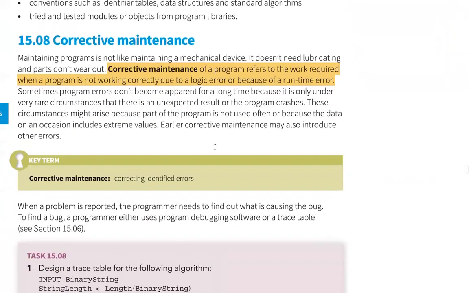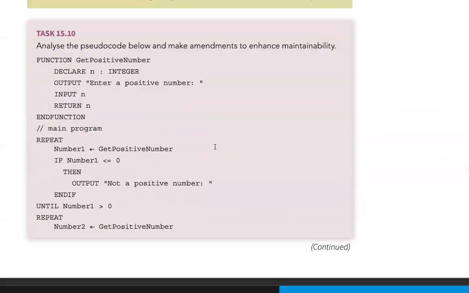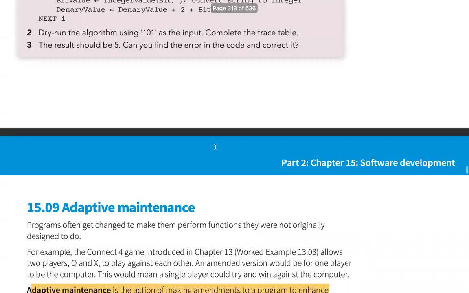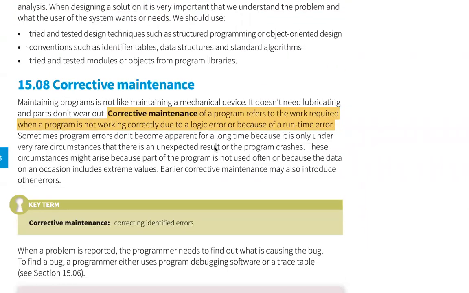Now, let's check out the difference between corrective maintenance, adaptive maintenance, and perfective maintenance. By the way, what is maintenance? Maintenance means that the program has been created and deployed at the client side, the client is using it, and maybe the client is not satisfied with the code and requires some changes, because of which he will approach you for those changes.